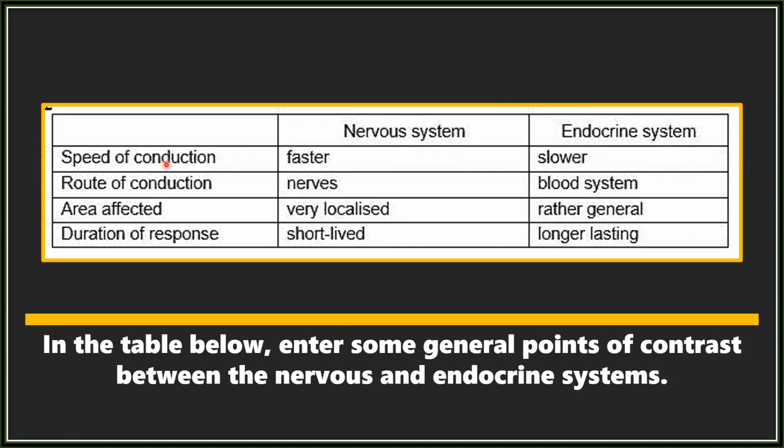When it comes to speed of conduction, it is faster in the nervous system, it is slower in the endocrine system. Route of conduction, the nerves in the nervous system, the blood system in the endocrine system. Area affected, this is very localized in the nervous system, in the endocrine system, it's general. Duration of response, nervous system short-lived, endocrine system longer lasting.